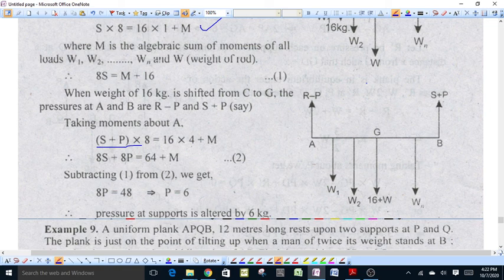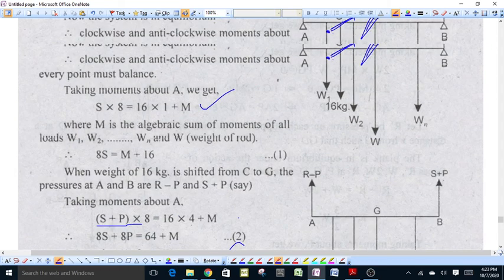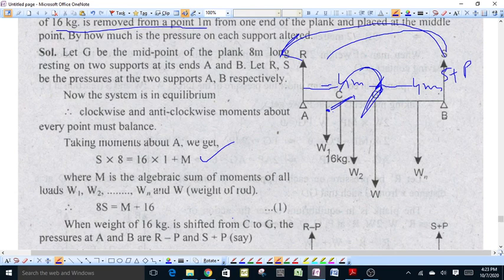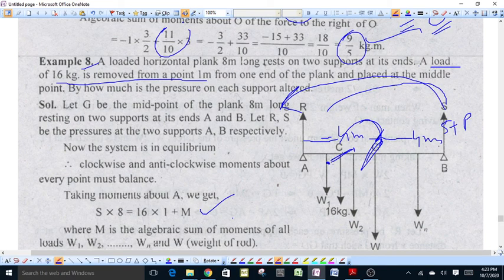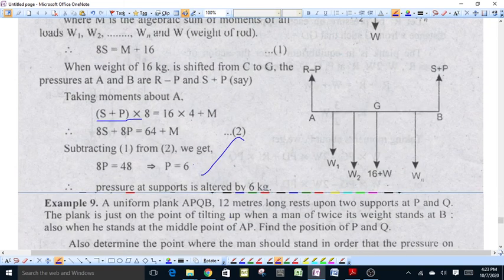By simplifying this equation, we have 8S plus 8P is equal to 64 plus M, and subtracting equation 1 from 2, we have 8P is equal to 48 and P comes out to be 6. Therefore, if we shift a load of 16 kg from a point which is 1 meter from one end of the plank to the middle point, the pressure will alter by 6 kg at points A and B.